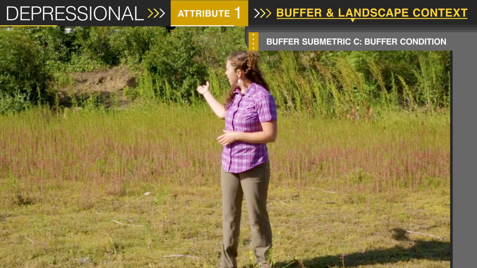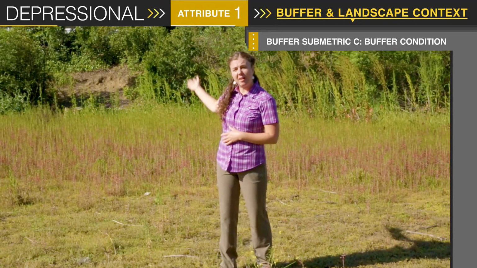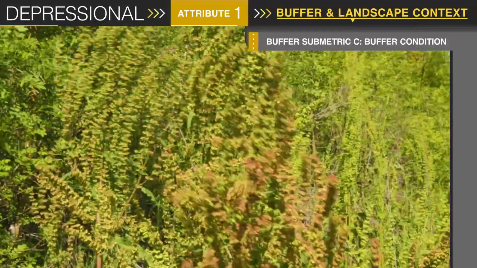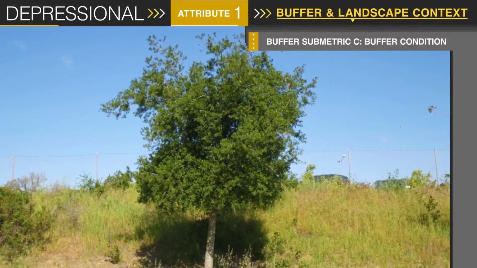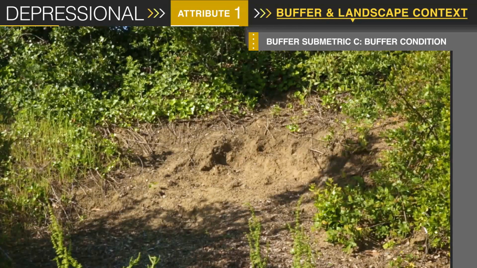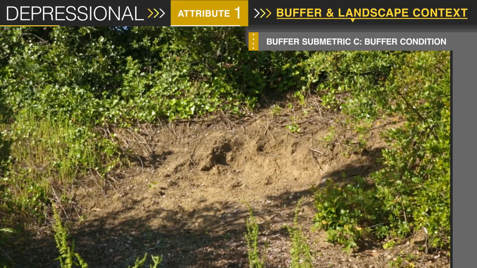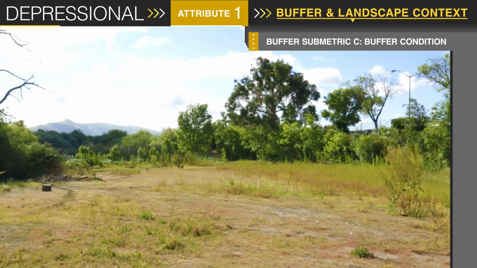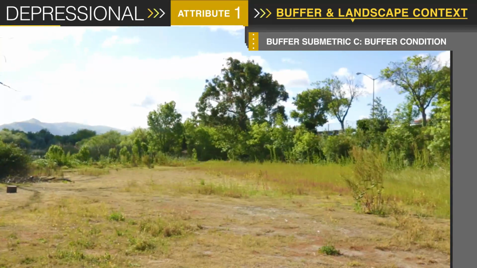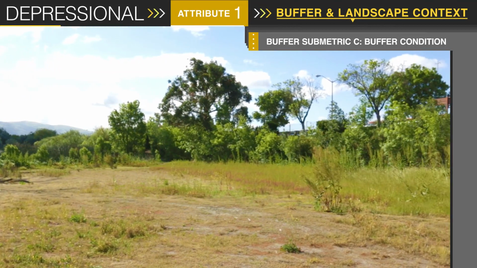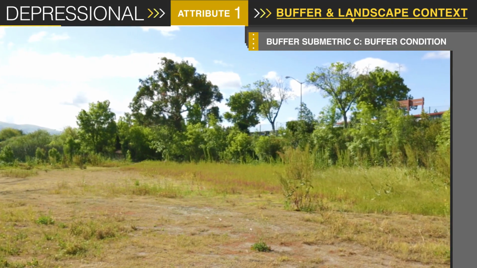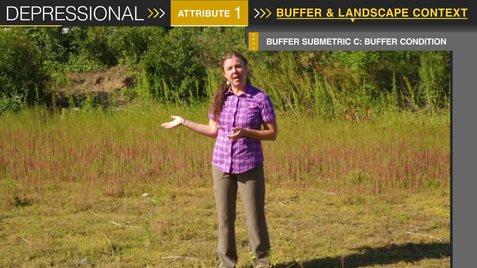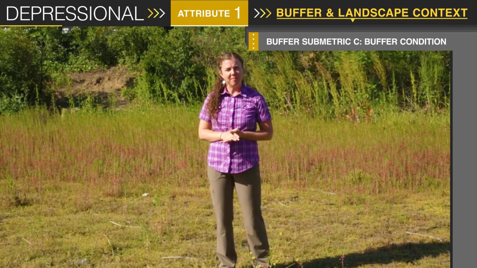Here at this site, we have a mix of natives and non-natives. We have the non-native Rumex crispus, as well as some native forbs and native trees. There's a little bit of soil disturbance behind us on the hillside, but for the most part, it's fairly undisturbed. There's not a lot of human visitation here. This site is closed to the public. There are school groups that come through, but it is relatively undisturbed. So I would give this site a buffer condition score of a B.